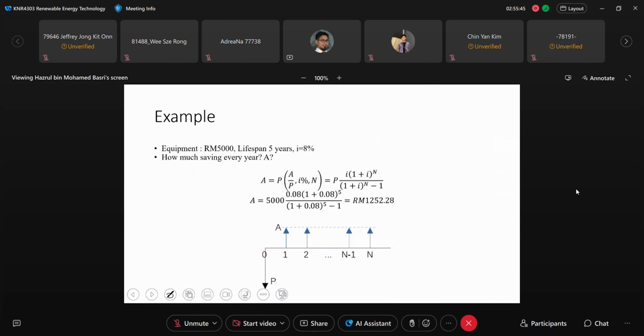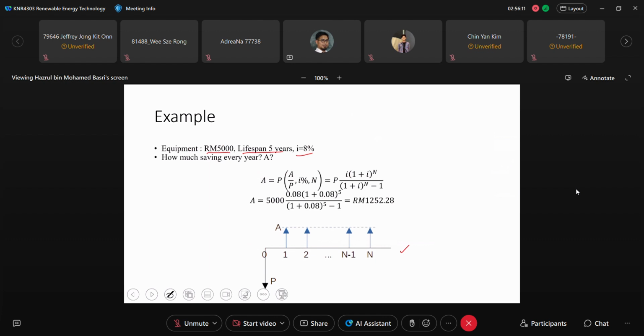Okay. Next is example, I guess it's example 3 or 4. I guess it's 3. Okay. We have this cash flow diagram. So you spend some money for equipment. You spend around 5,000 ringgit. The lifespan is around 5 years, and the interest factor is around 8%.